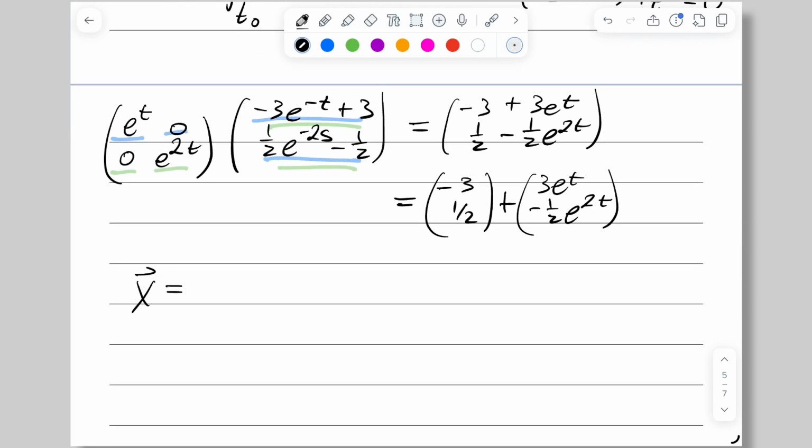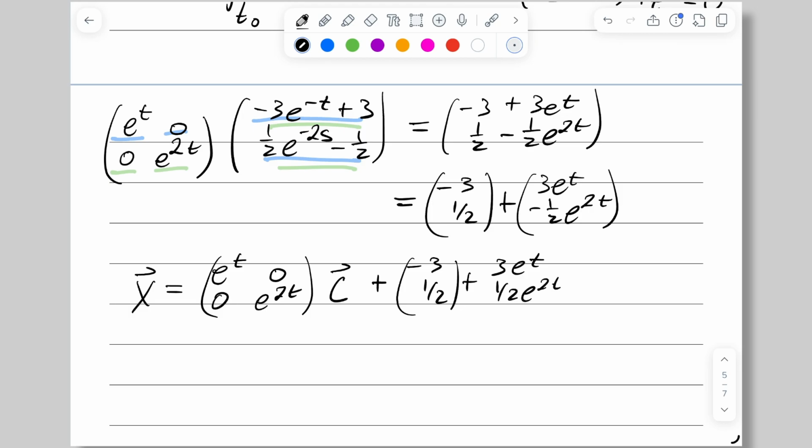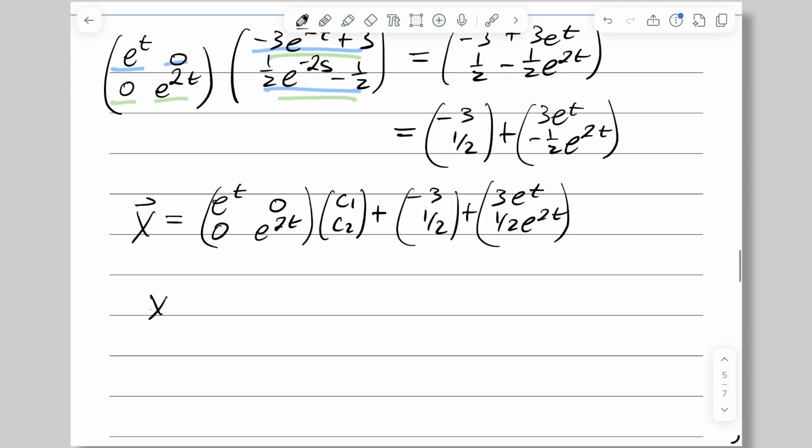X was equal to e to the at times c, so e to the t, 0, 0, e to the 2t times c, plus x sub p, which is that negative 3, 1/2 plus 3e to the t, 1 half e to the 2t. That vector of constants, I'm going to rewrite using C1 and C2. And when we multiply that out, we end up with C1 e to the t as our top entry, and C2 e to the 2t as our bottom entry.